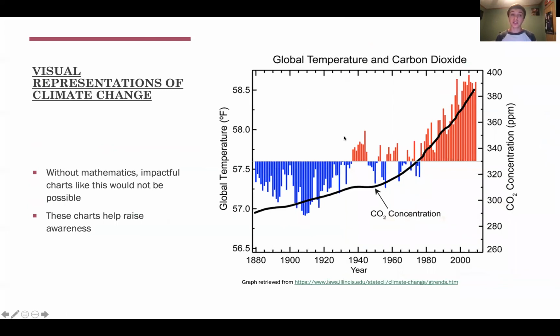Also, visual representation, sorry, of climate change would not be possible without mathematics and statistics and data analysis and all of that. And these charts are obviously striking, and they help raise awareness. And without them, we would be clueless, really, of the effects of climate change. And if we continued on this path of polluting daily and all this stuff, what would happen and what would die out in just a short amount of time.